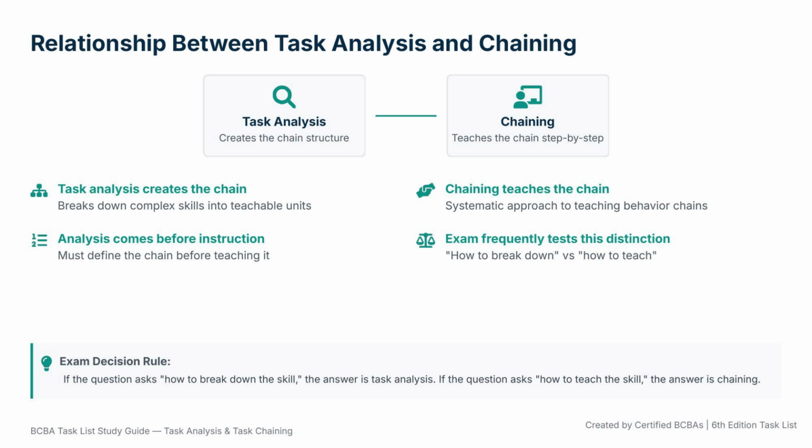Task analysis defines the chain structure. Chaining is the instructional method used to teach that chain step by step. Analysis must always come before instruction. A simple exam rule: if the question asks how to break down the skill, the answer is task analysis. If it asks how to teach the skill, the answer is chaining.